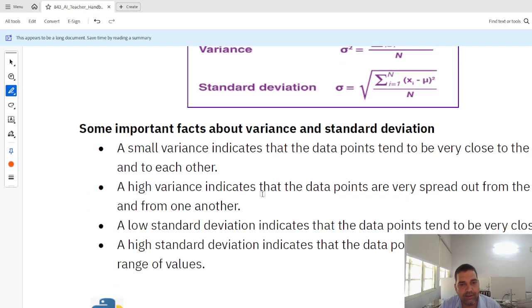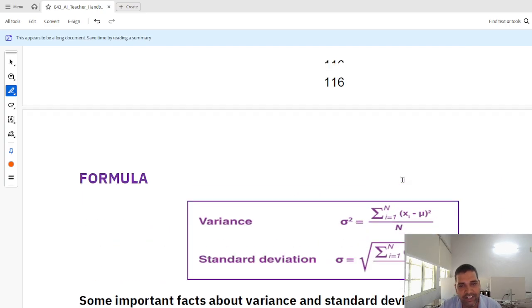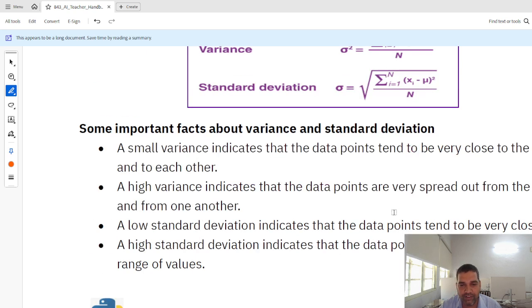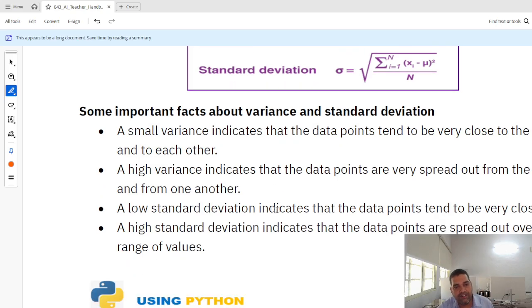See some facts about variance and standard deviation. A small variance indicates that the data points tend to be very close to the mean. In our calculation, the variance number is large, 21,704, which means there is more variation in the data. A high variance indicates that data points are very spread out from the mean and from one another. A low standard deviation indicates that the data points tend to be very close to the mean. A high standard deviation value indicates that data points are spread out over a large range of values.